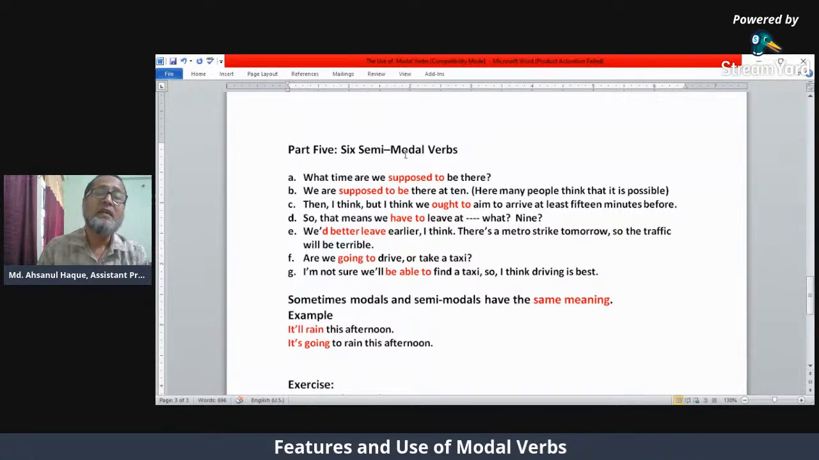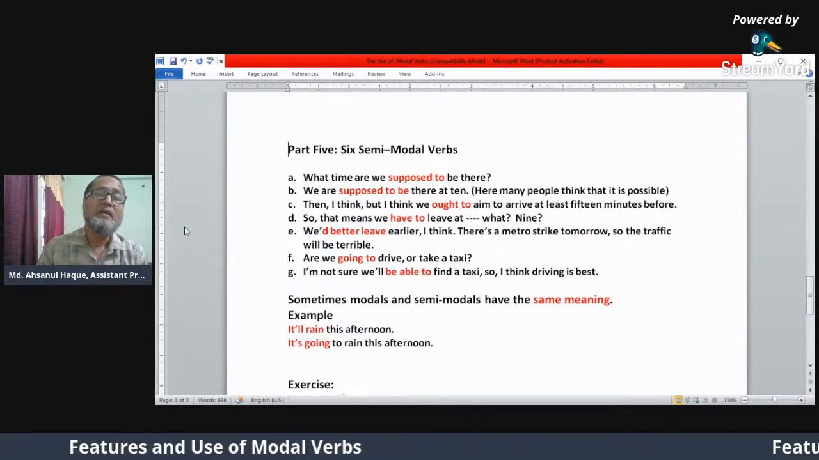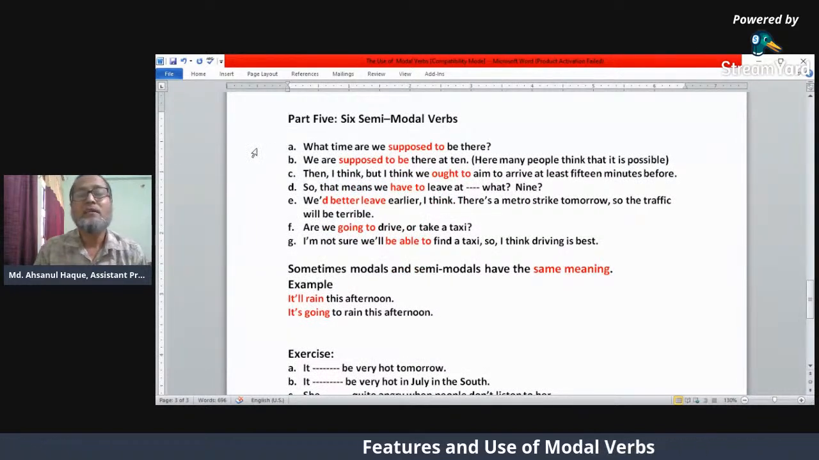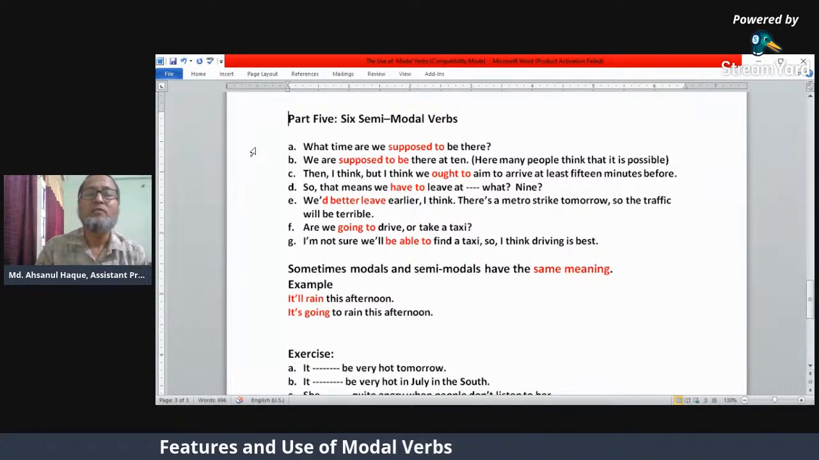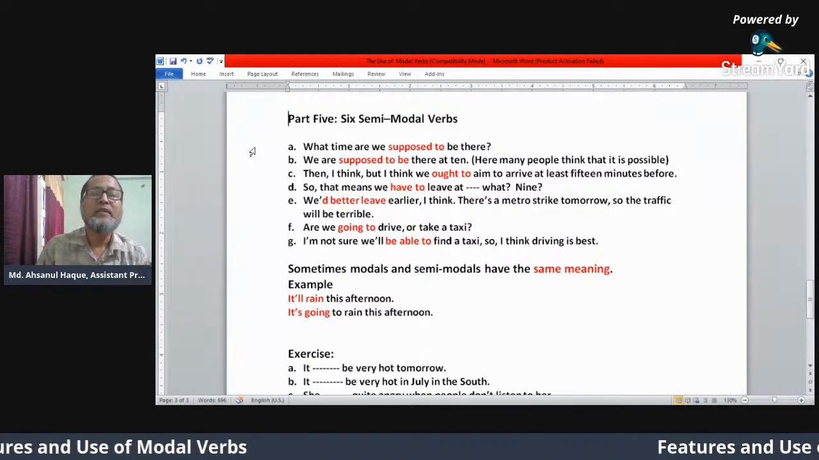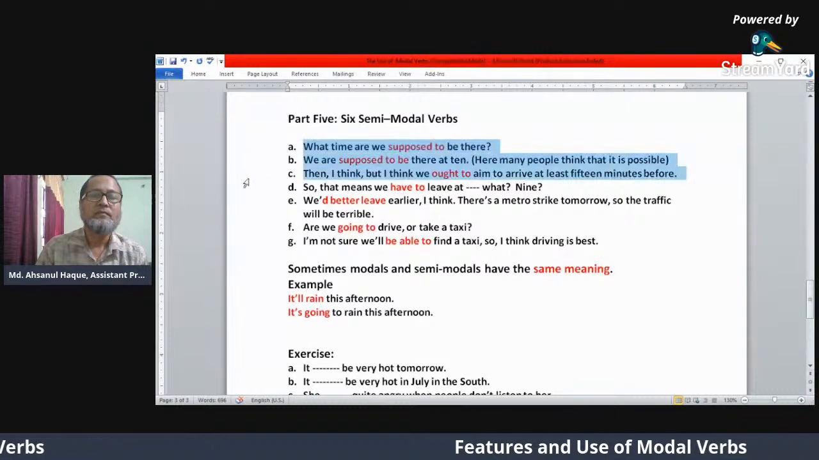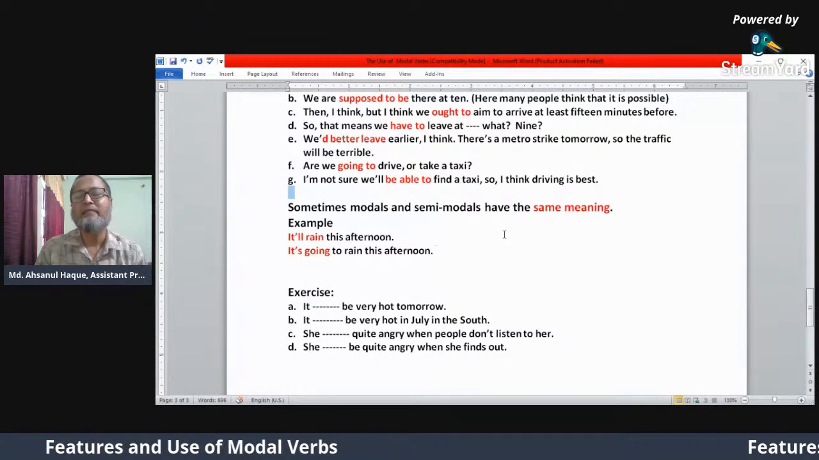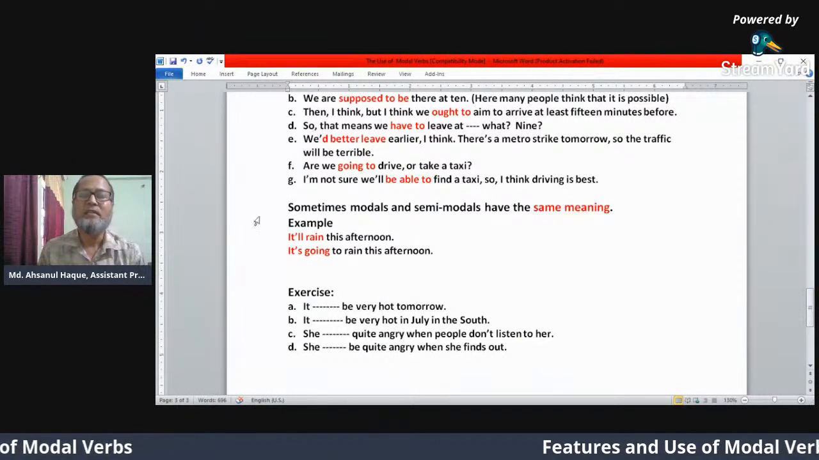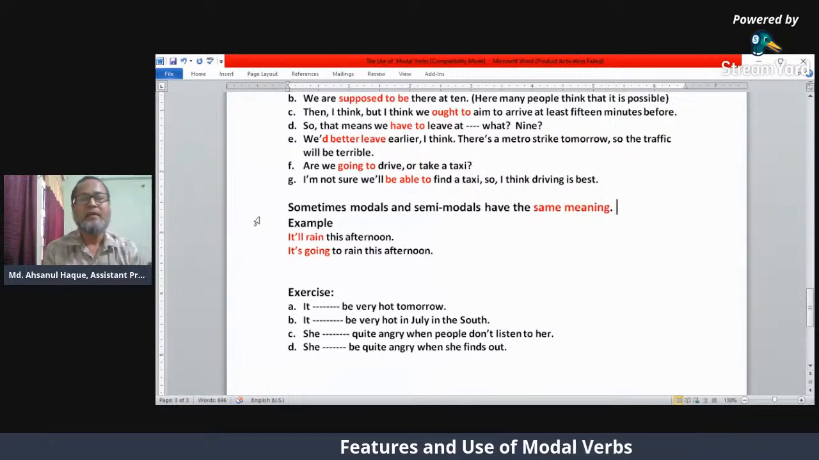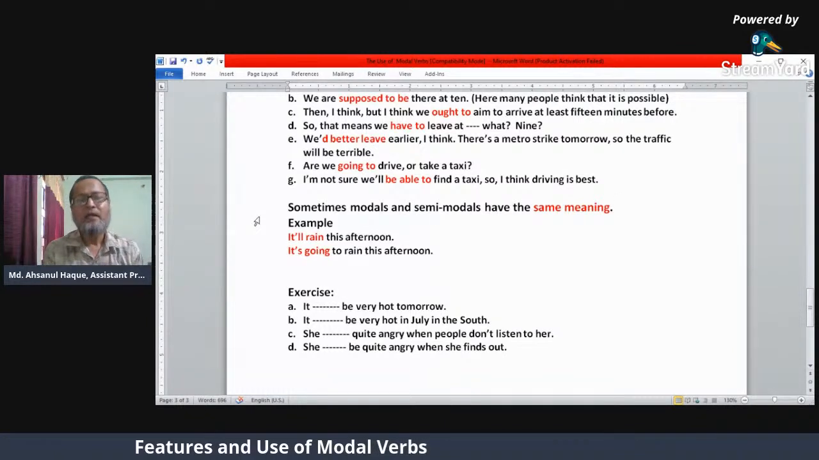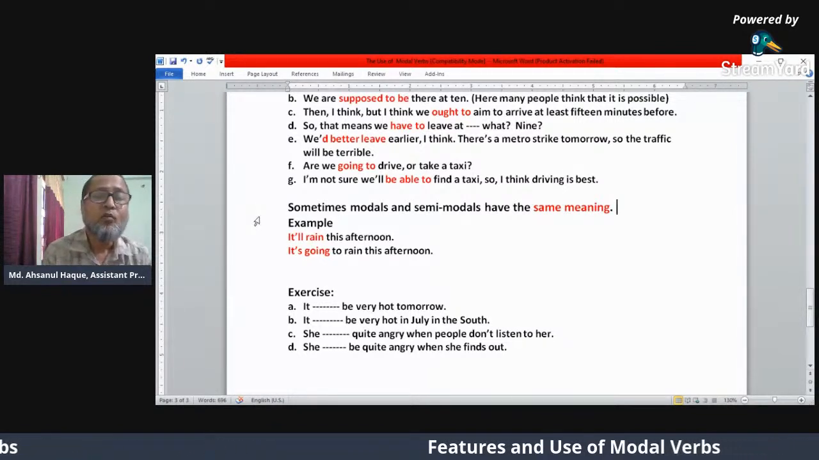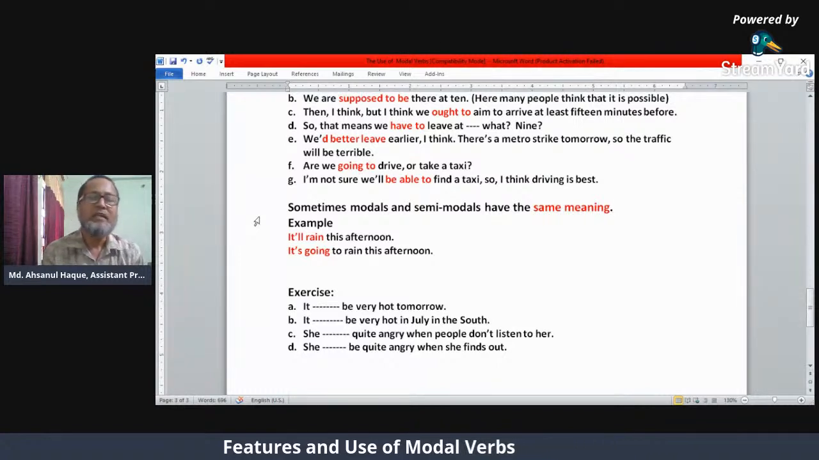Please try to understand the semi-modal verbs and keep them all in your mind so that you can use them in your conversation and in your writing as well when you need to. Sometimes modals and semi-modals have the same meaning. Very interesting. Example: It will rain this afternoon. It's going to rain this afternoon. Yes, the same meaning.